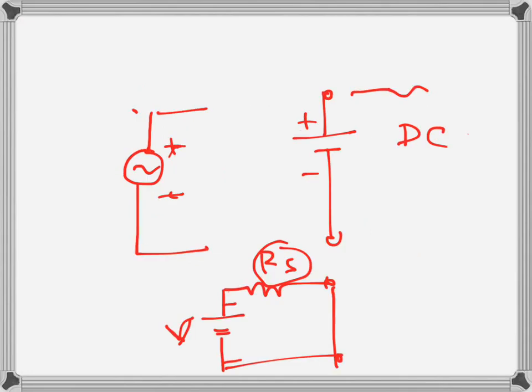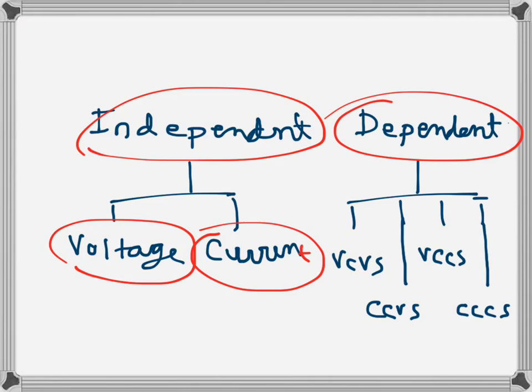So these two are the independent sources which I have talked about. Now let's go to the dependent sources category, and there we can have four kinds of dependent sources. VCVS, which is actually voltage controlled voltage source. Then we can have current controlled voltage source. Then we can have voltage controlled current source and current controlled current source. So this is something like this in a circuit.